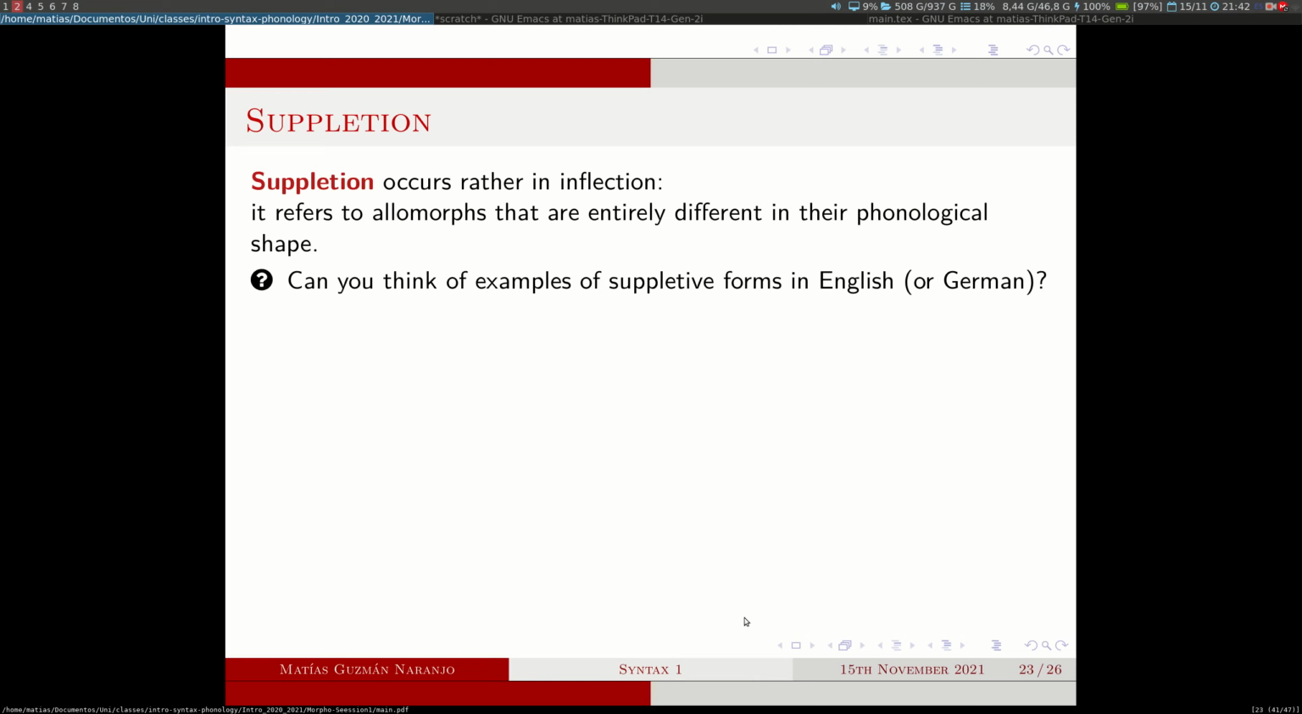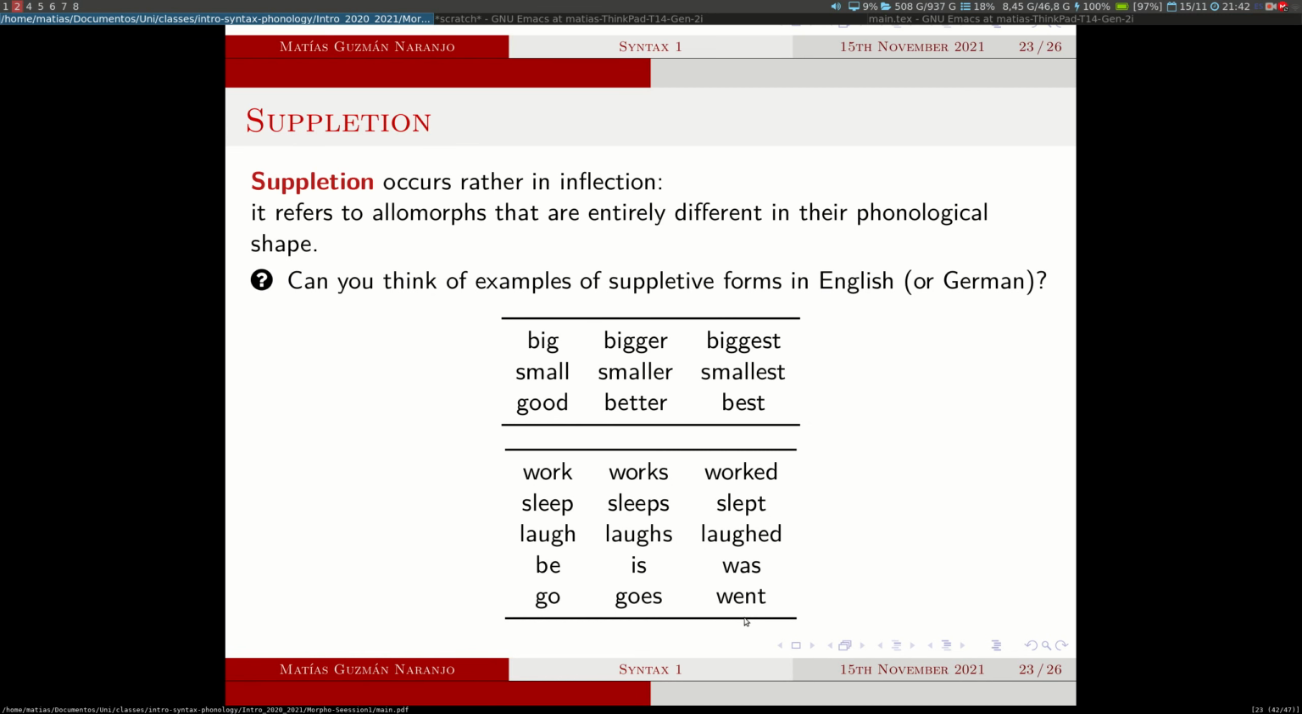Now, some morphological rules. The first one, suppletion. It occurs mostly in inflection, and the idea is that it refers to allomorphs that are entirely different from the phonological shape of the other allomorphs. Here are some examples of suppletion. These are very common. So usually you have big, bigger, biggest, small, smaller, smallest, but then you have suppletion here from good to better and best.